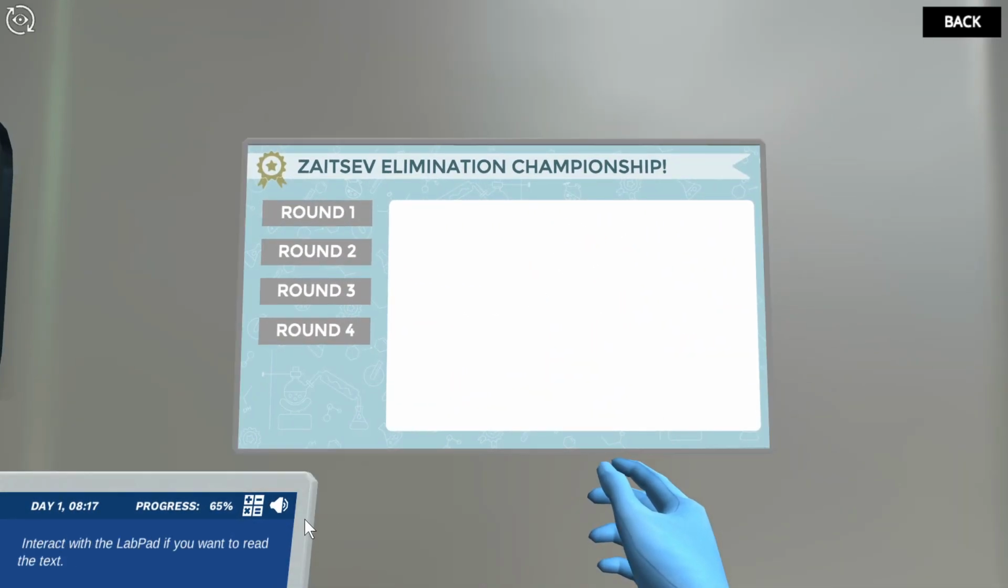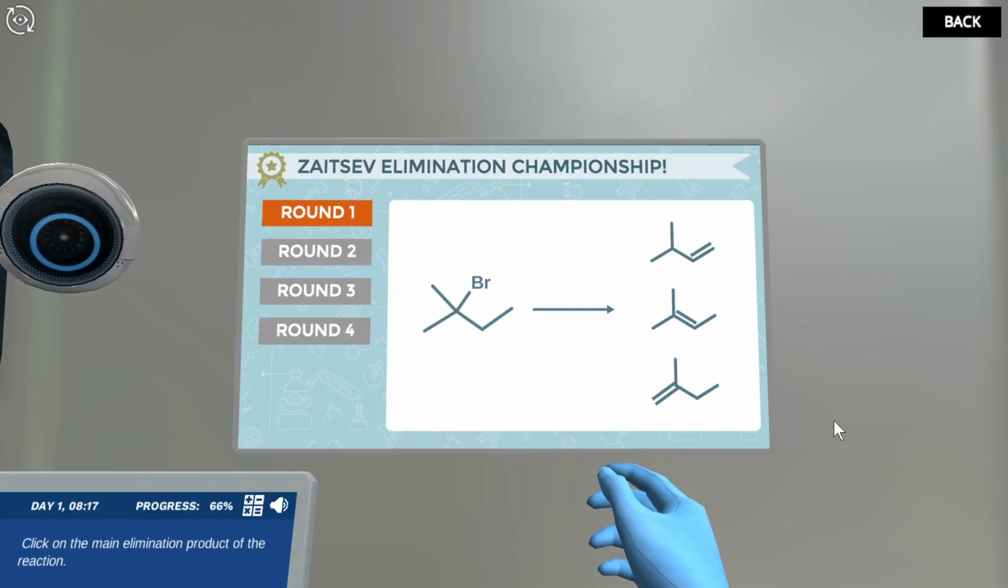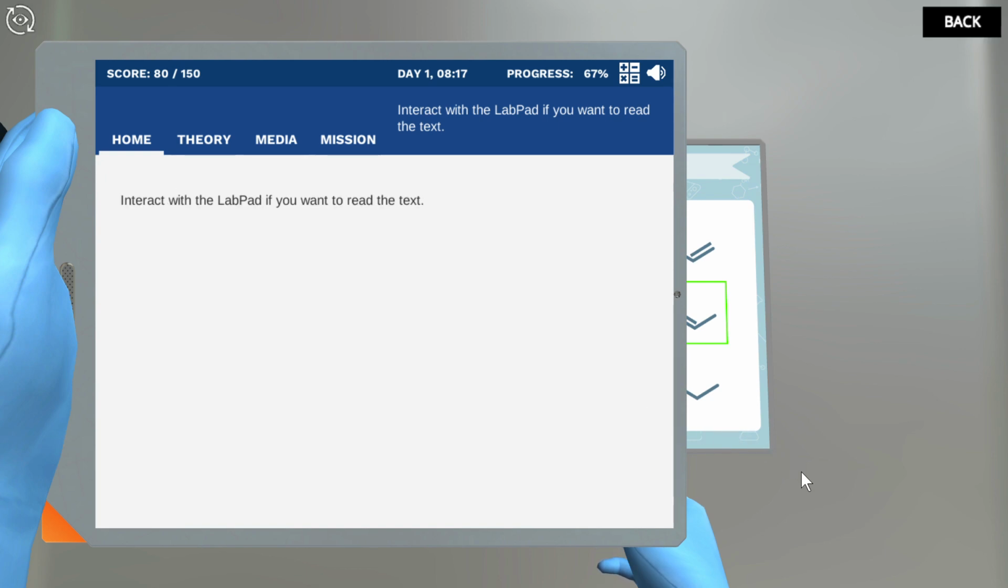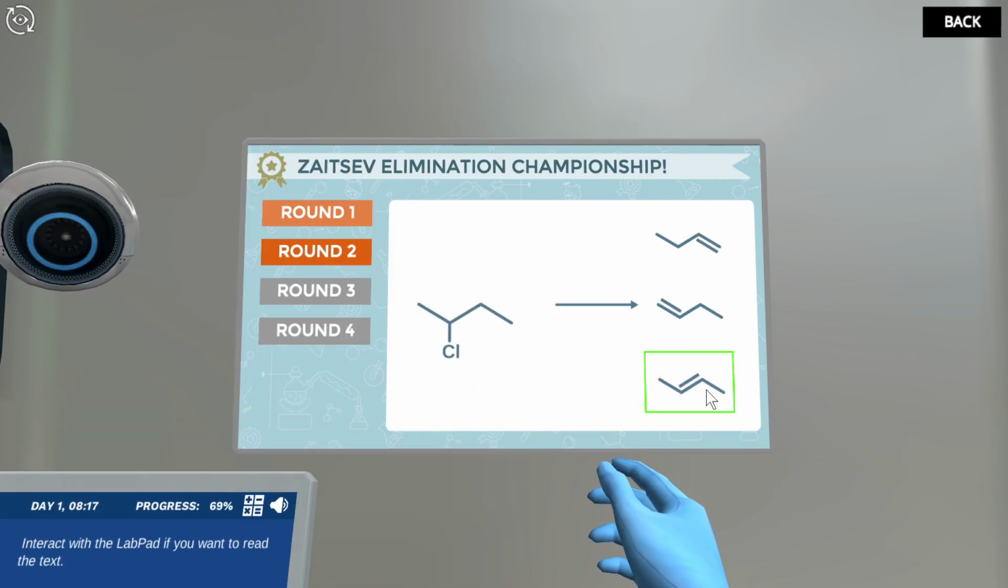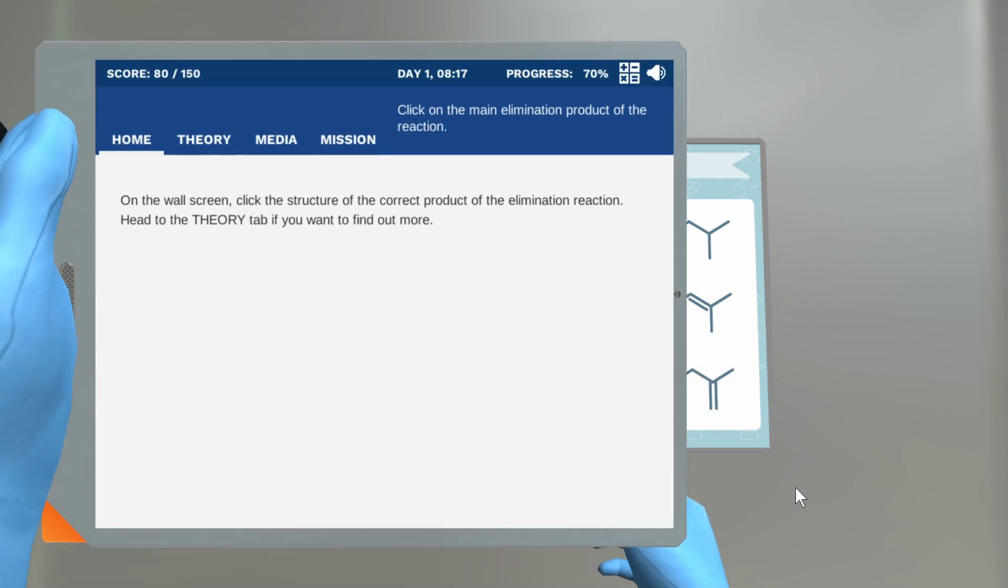In elimination reactions, there is something called Zaitsev's rule that determines the main product. Click on the main elimination product of the reaction. Good choice. Let's see if you can handle the next one as well. Click on the main elimination product of the reaction.